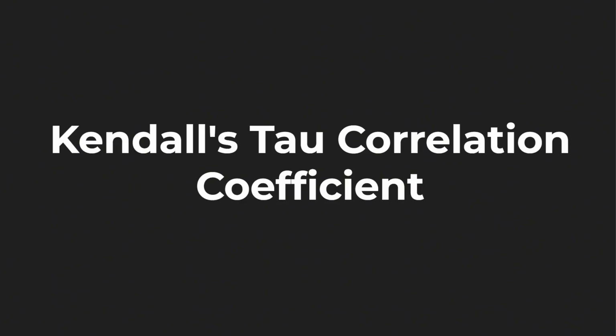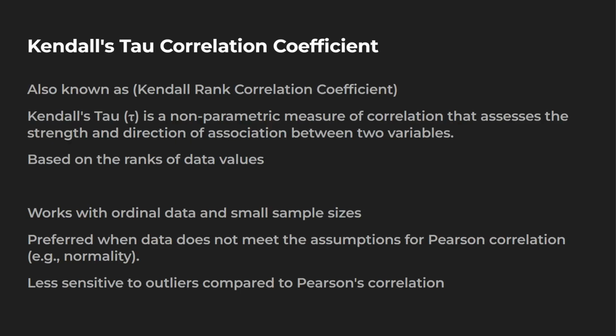All right, so there's some more information on Kendall's Tau. This is also known as the Kendall's rank correlation coefficient. Kendall's Tau is a nonparametric measure of correlation that assesses the strength and direction of association between two variables. It's going to be based on the ranks of data values. Because of that, it works well with ordinal data as well as small sample sizes, and it's preferred when data does not meet the assumptions of normality.